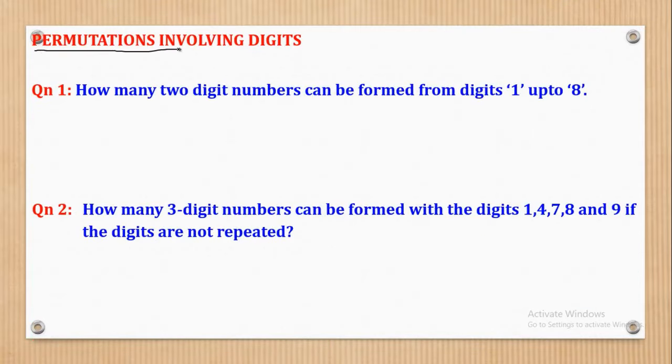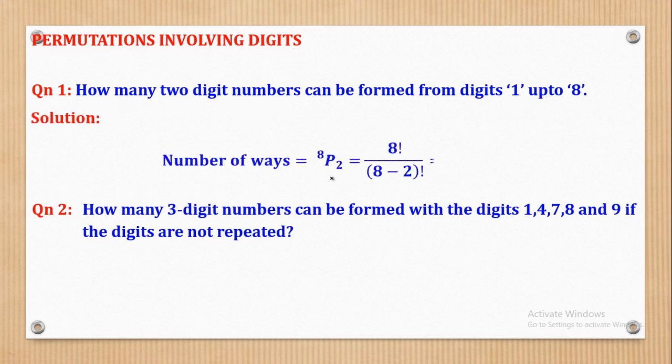Now we shall go to permutations involving digits. So question 1 says, how many 2-digit numbers can be formed from digits 1 up to 8? Now, 1 up to 8, there are 8 digits and you need 2. Therefore, the number of ways will be 8 permutation 2, which gives you 56 ways.